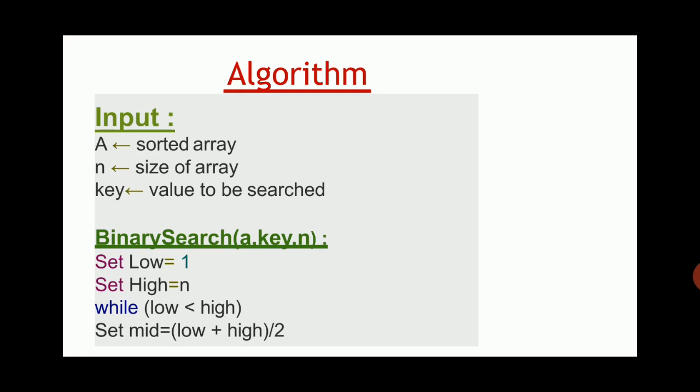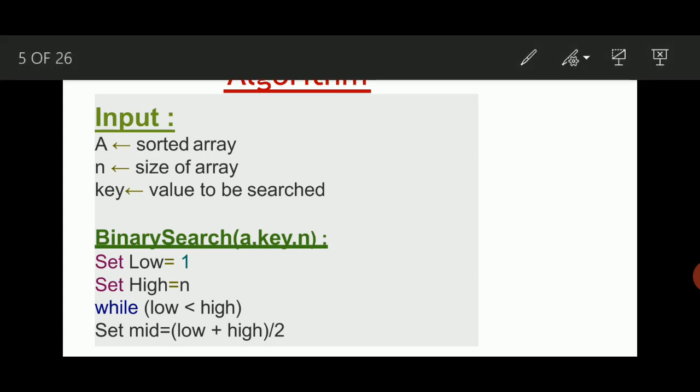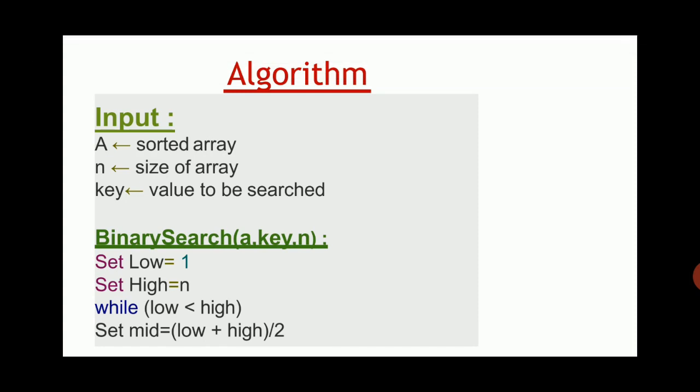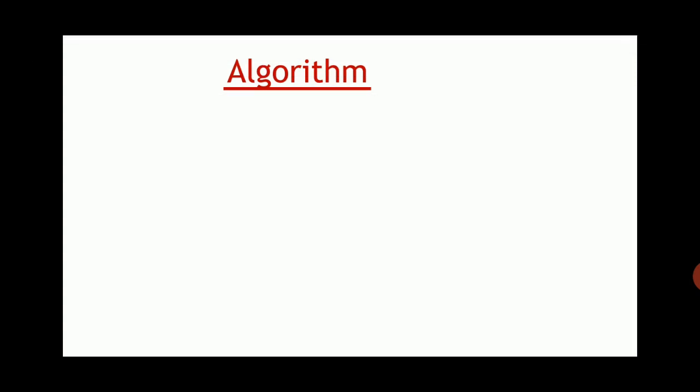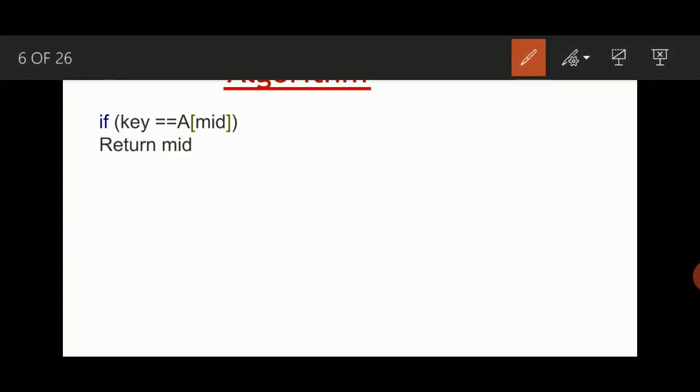Then we have to check the condition. What is this? We say our key is equal to A of mid. That means if your search value is equal to array at mid, we have found it. Let me write an array.